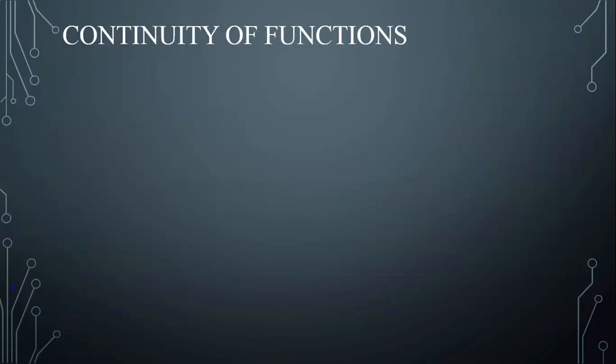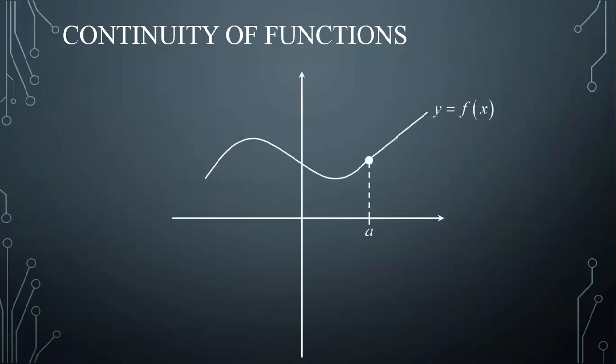In this lesson, we're going to investigate continuity of functions. In order to do that, we're going to look into the continuity of this given random function at x equals a. In that case, we need to look at three components that form the point of this function at x equals a.